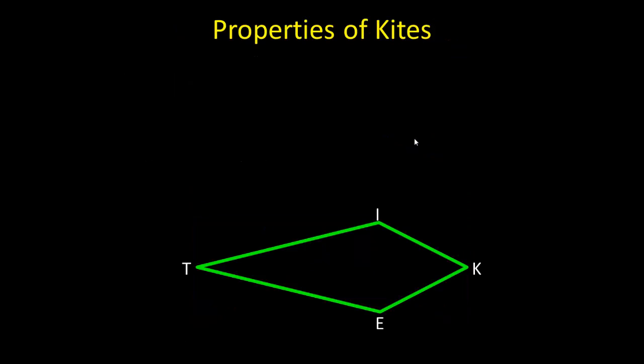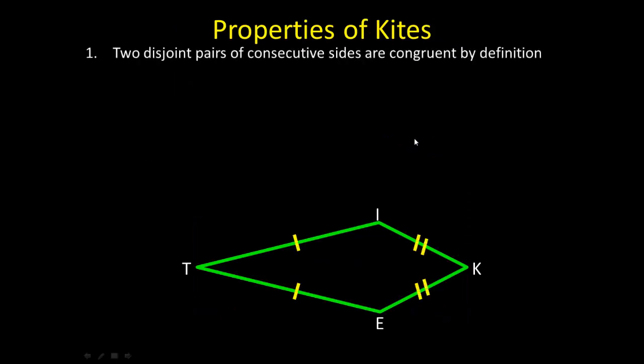Moving along to kites. Two disjoint pairs of consecutive sides are congruent by definition. Disjoint means, see this here? That kind of separates them. So IK is congruent to EK and TI is congruent to TE, but they are not congruent to each other.